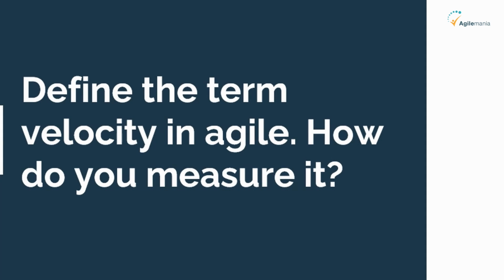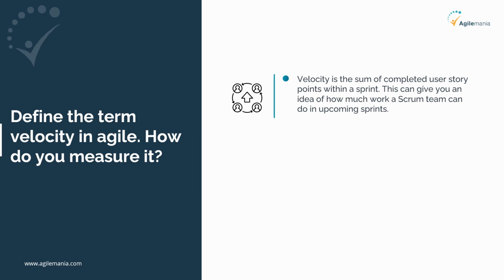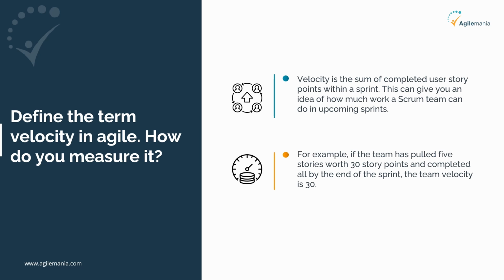Define the term velocity in Agile. How do you measure it? Velocity is the sum of completed user story points within a sprint. This can give you an idea of how much work a Scrum team can do in upcoming sprints. For example, if the team has pulled 5 stories worth 30 story points and completed all by the end of the sprint, the team velocity is 30.